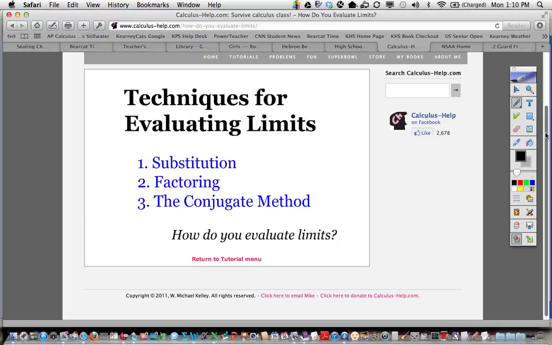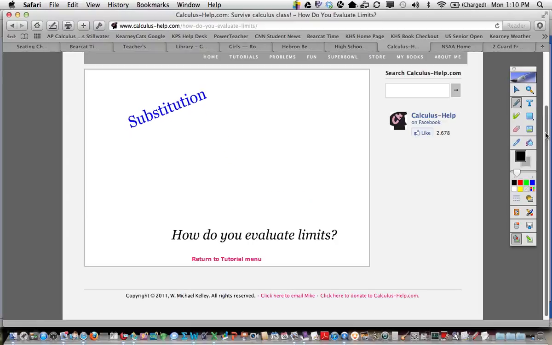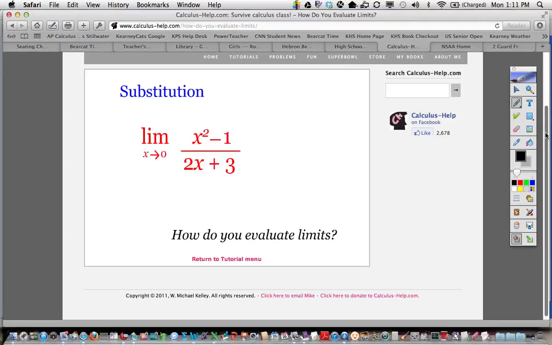We would add common denominator. We're going to go ahead and start with the easiest one, which is direct substitution. It is just as easy as it sounds. We'll take an example. Here's one. The limit as x approaches 0 of the fraction x squared minus 1 divided by the quantity 2x plus 3. In order to evaluate this limit, all you've got to do is plug in 0 everywhere you see an x. So we'll put in 0 in the numerator and in the denominator, and we end up getting negative 1 divided by 3. So our limit is negative 1/3. It's as easy as that.